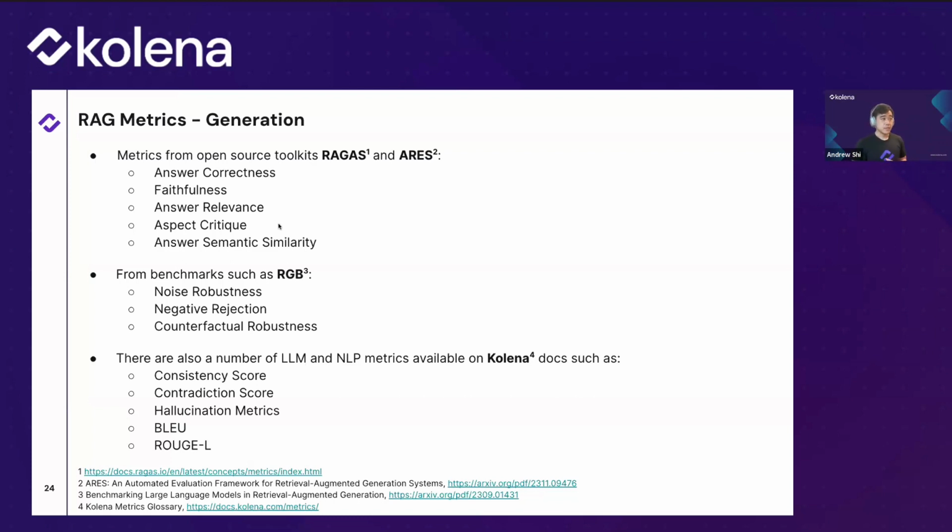And then lastly, a number of detailed traditional LLM metrics and traditional NLP metrics, just for hallucination, BLEU, and so on, that you can also find on our Kolena docs.